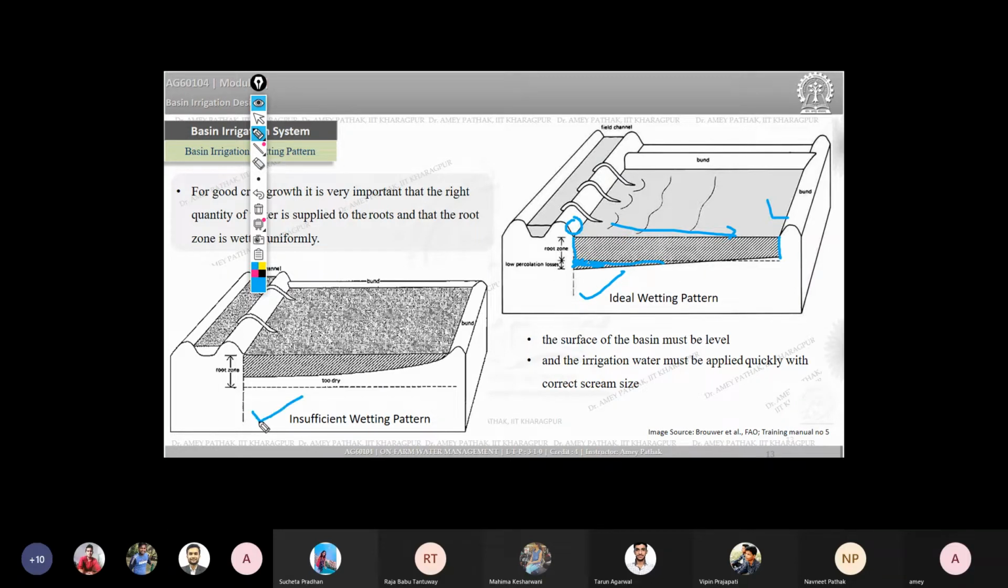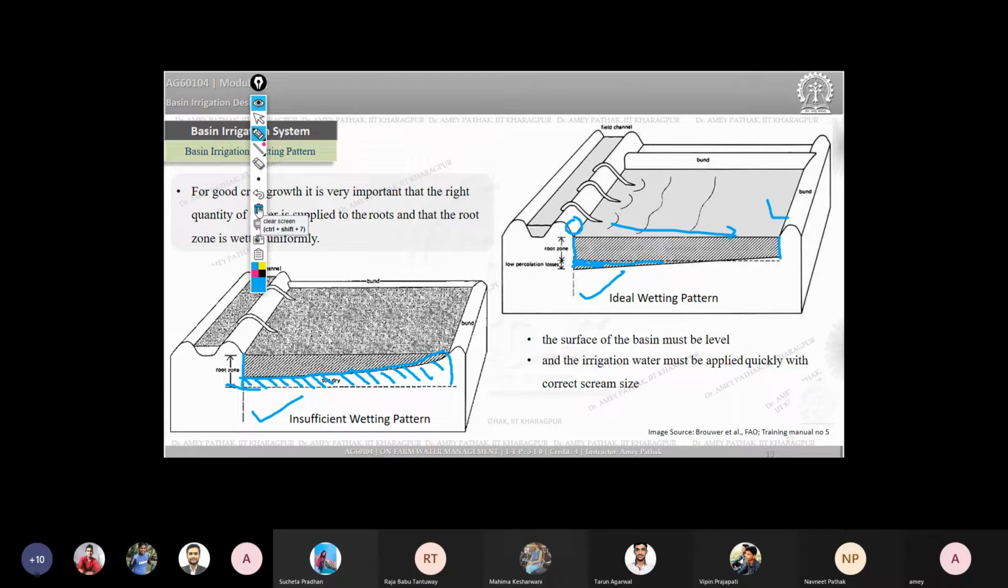And this is an example of an insufficient wetting pattern, in which we wanted this much depth because the root zone for whatever crop we are planting here should be this much, but our infiltration profile looks like this. So this region is a case of deficient irrigation. This is the region which has not received any water so far. So this is a dry region and this is a wet region. The irrigation is not sufficient in this case.